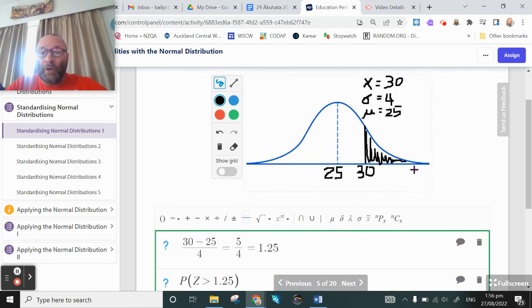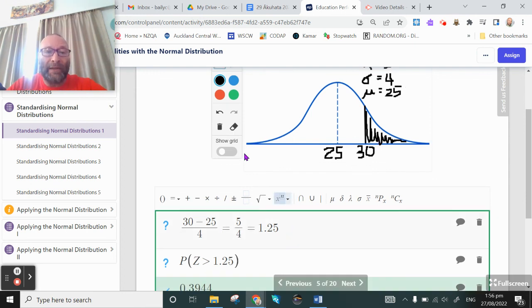All right, so there's an example. Remember, first off, draw the curve, shade properly, change your x value into a z value, use your table to look it up, and based on your shading, that will tell you whether the answer is from the table, or in this case, if it had to be subtracted from 0.5.